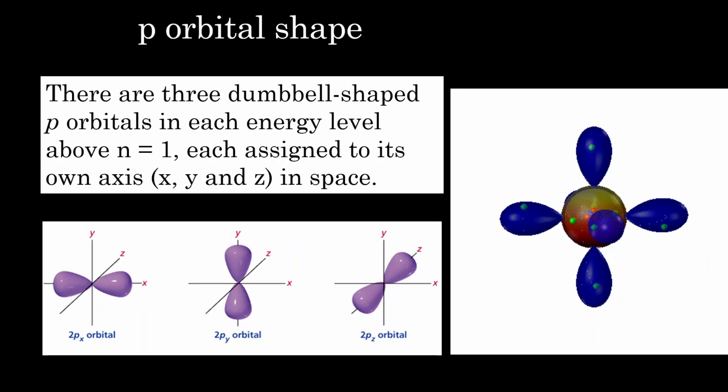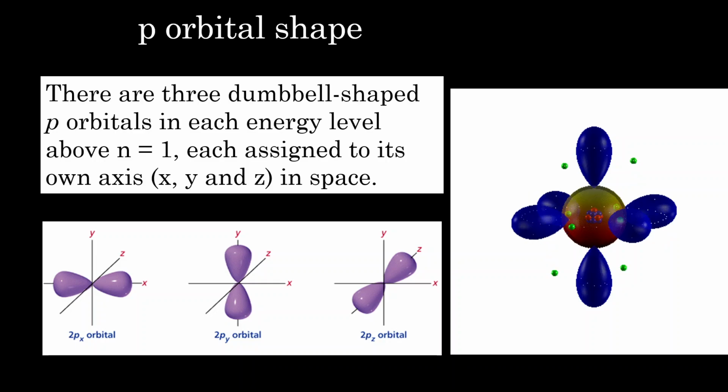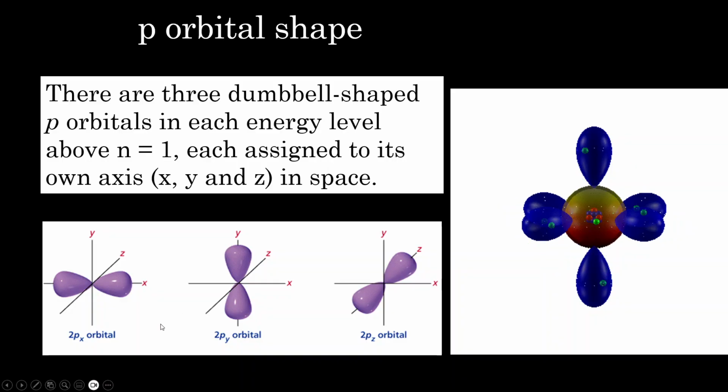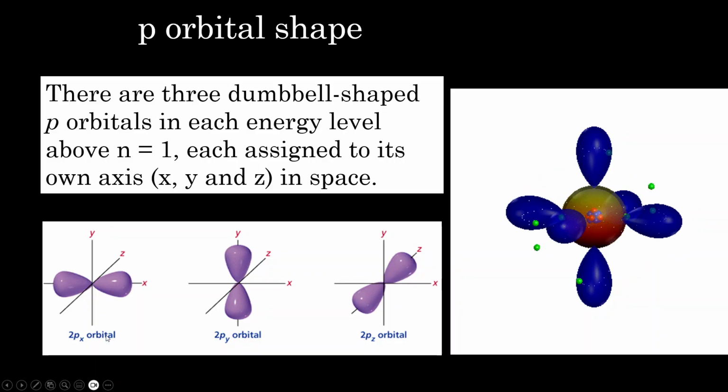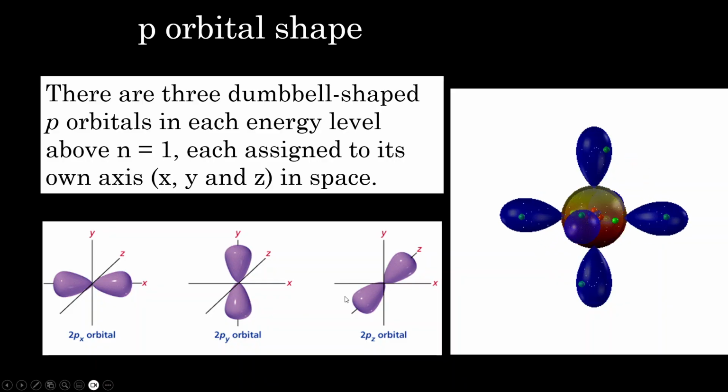Now, the p orbital, you've got an x, y, and z axis. So think about a graph. In years 7 to 10, you've done graphs with x and y axes. Now we've got another one for height, depth, and width, for example. So we're going to fill up this one, then fill up one of these, fill up one of these, then fill up one of these, fill up one of these, and fill up one of these with the electrons.